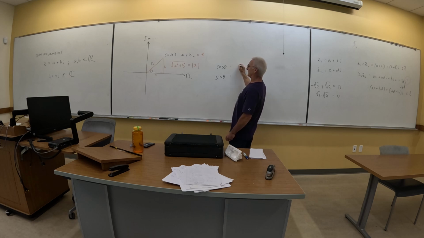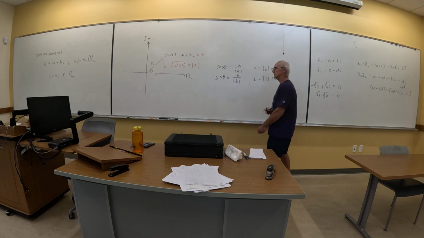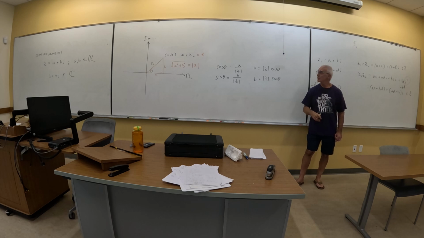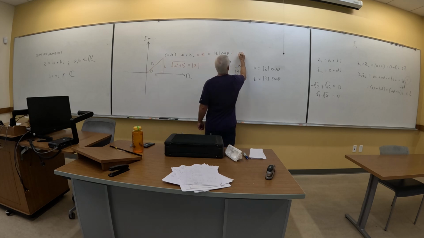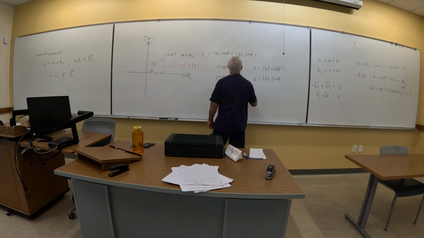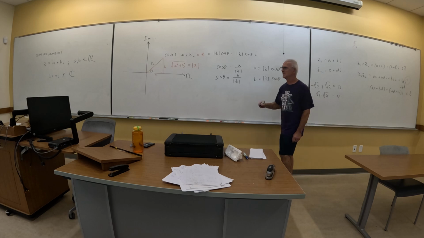Come on, be bold. A over magnitude or absolute value, if you will. And how about B over absolute value, okay? So that means that A equals absolute value of z cos theta, and it means that B equals absolute value of z sine theta. Am I right? So that means that every single complex number has an alternate way of being written. Can I factor out the absolute value of z?